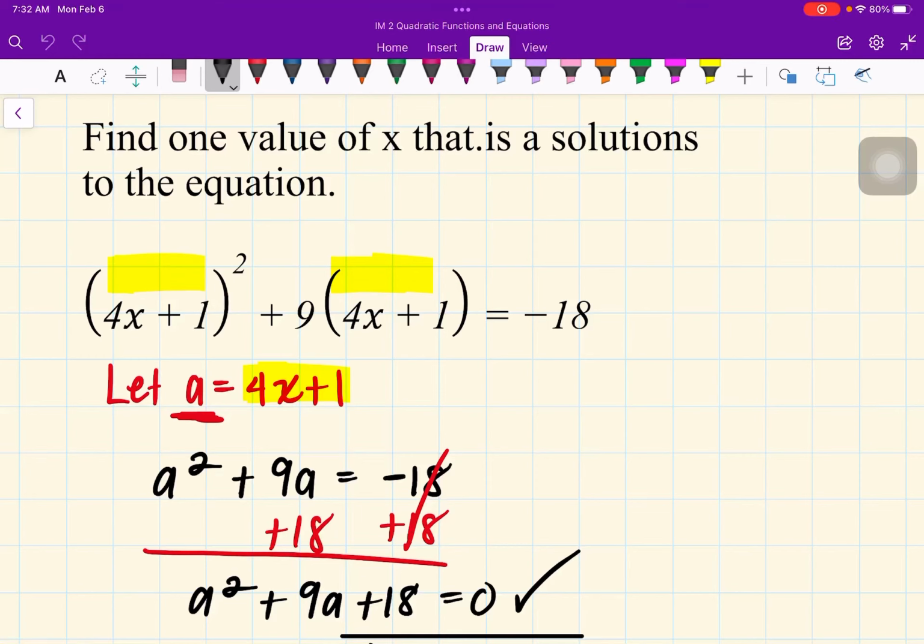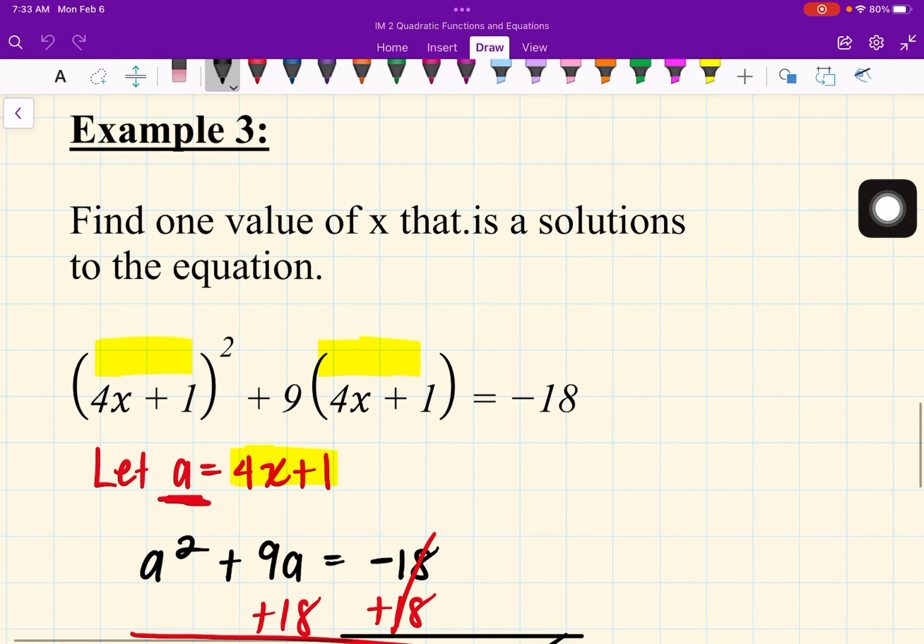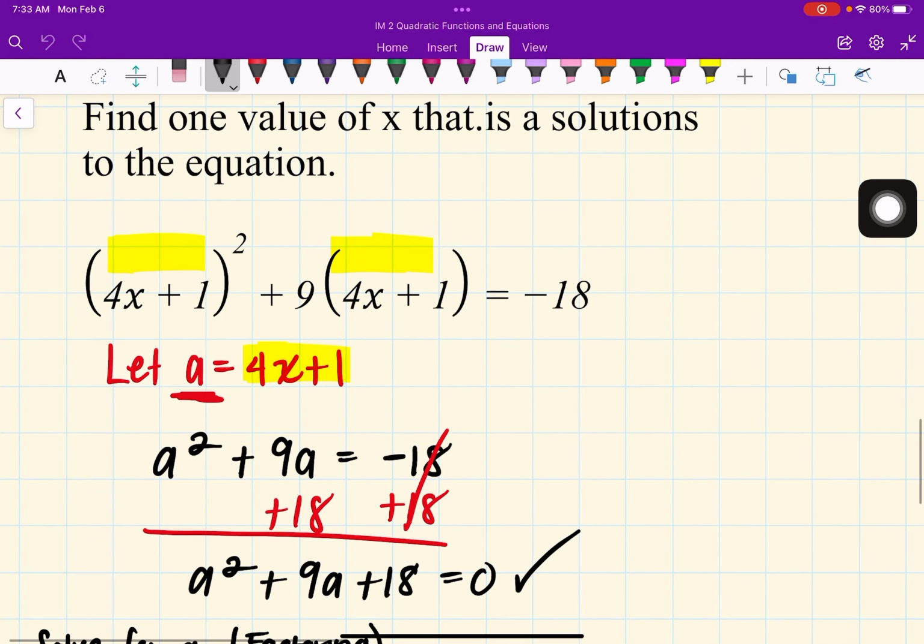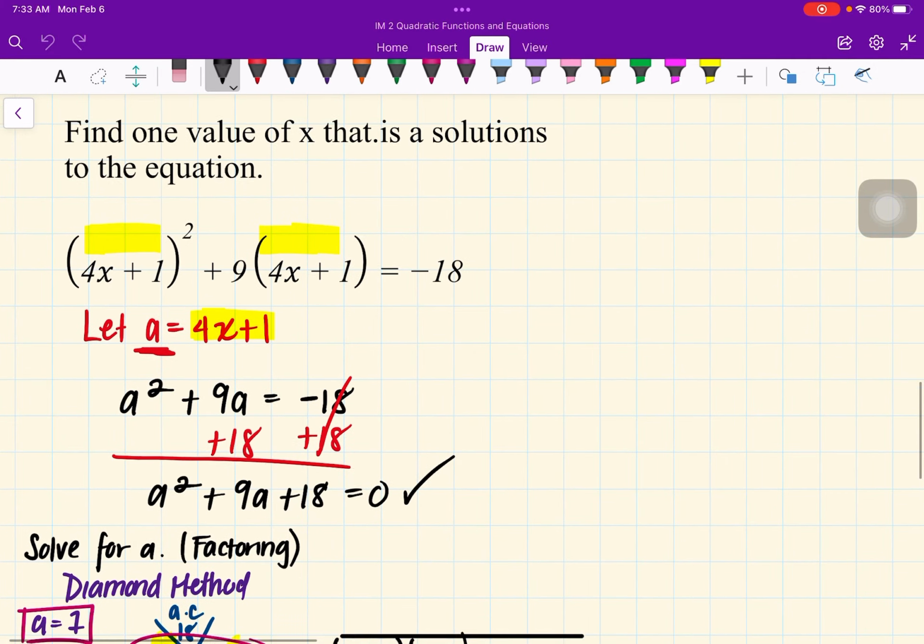Alright, okay, so we're actually at the last step in order for us to finish solving for our variable here. Once again, it says find one value of x that is the solution to the equation. We did start off this example, guys. This is example 3. We did start it off in this case where we're actually going to be solving towards the end.